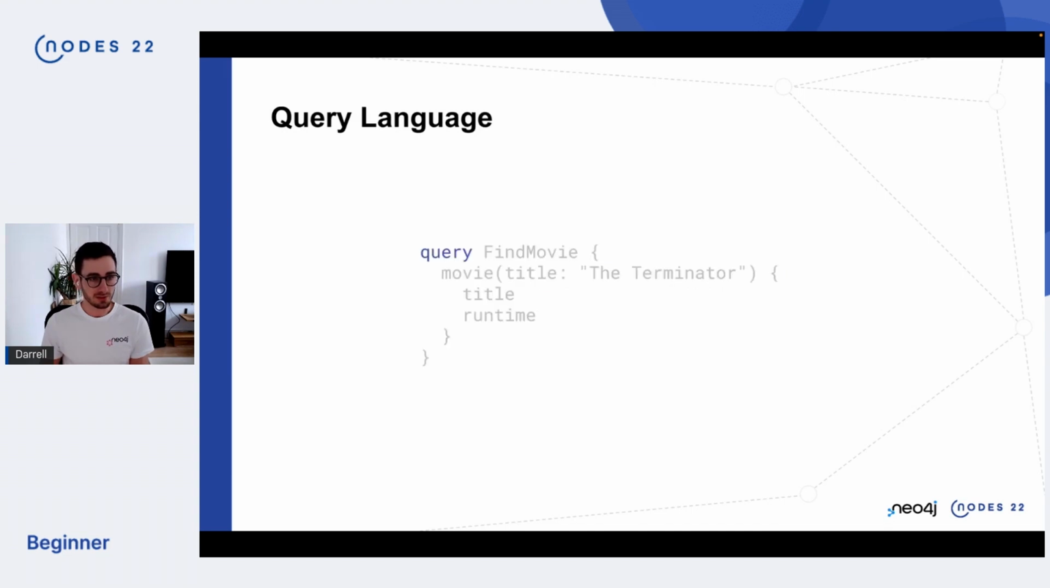And then there's the query language. The query language is split up into multiple parts. So query, mutation, and subscription are the 3 operations I talked about. You can give a particular query an optional name. So we've called this query FindMovie. Then you go into the field which you're querying. You pass in some arguments. So we're looking for The Terminator here. And then this is known as your selection set. And here we're asking for the title and runtime of the movie matching that filter.